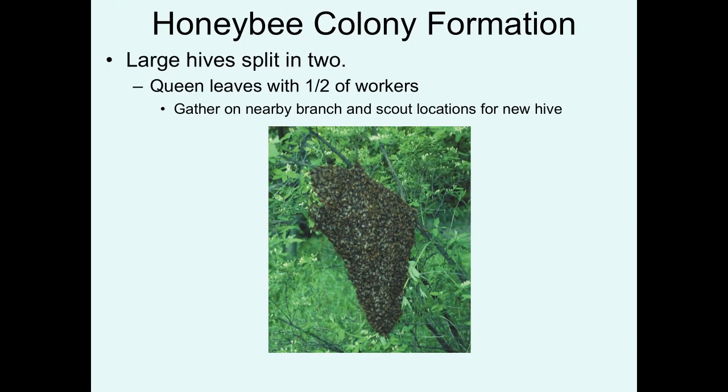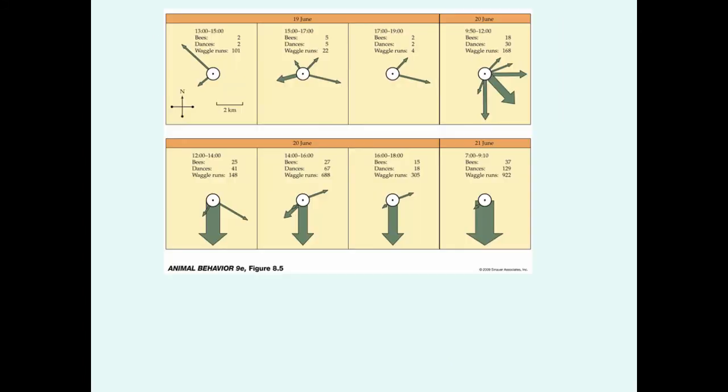When honeybee colonies become too large, they'll actually split in half, where half of the individuals will leave the hive with a new queen, and they'll gather on a nearby branch where they will use that as an information center, and individuals will fly in different directions searching for a new permanent hive location. Here's a figure that shows you from the 19th of June through the 21st of June how individuals start going off in all different directions early on, and then they all come back and are indicating consensus on a specific direction, in this case south, as the location where the new hive is going to be located.